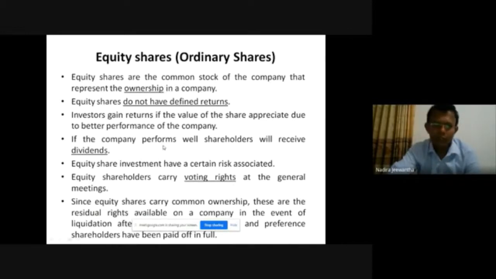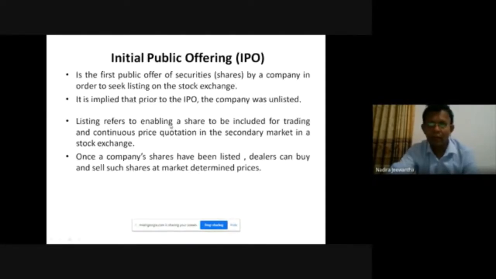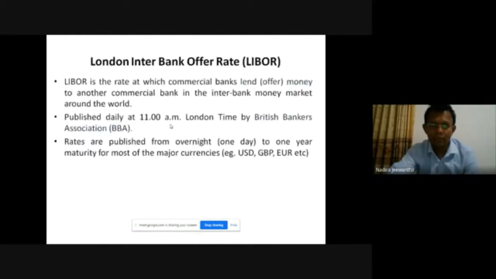When we are doing the shares in depth, we will be taking preference shares. Of course, another method of issuing shares. Originally we issue ordinary shares. The other one is preference shares, right? Public offering, that we will be discussing later.